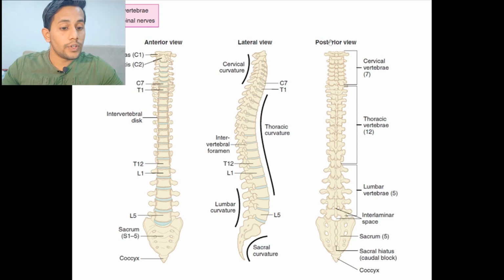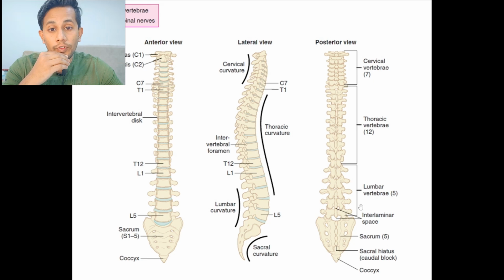And if you take a look at the posterior view, there is not that much space between the cervical vertebrae, but if you go down to the lumbar, you will see that there is interlaminar space. This is important because why?